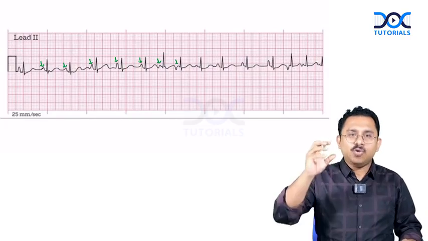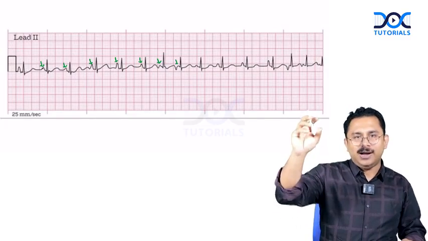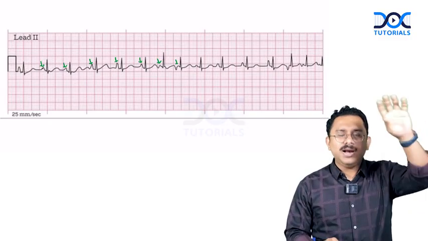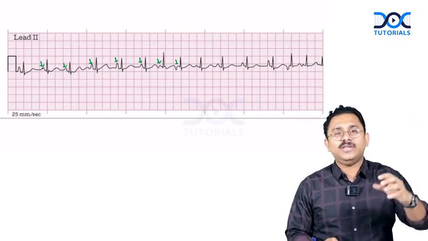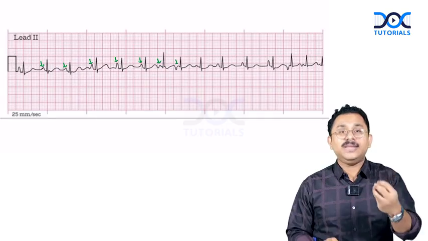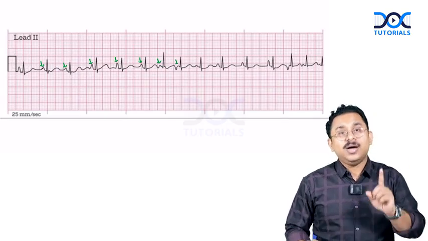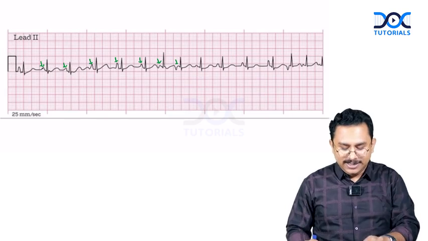Okay, so the focus of arrhythmia is not one. Because the P wave looks different, you have multiple foci of the arrhythmia from the atria. Okay, so what is this condition known as? It's called a multifocal atrial tachycardia.